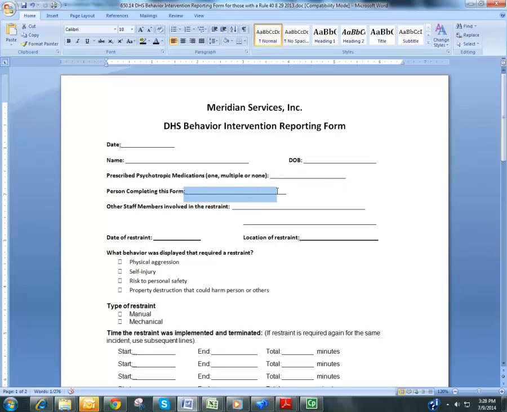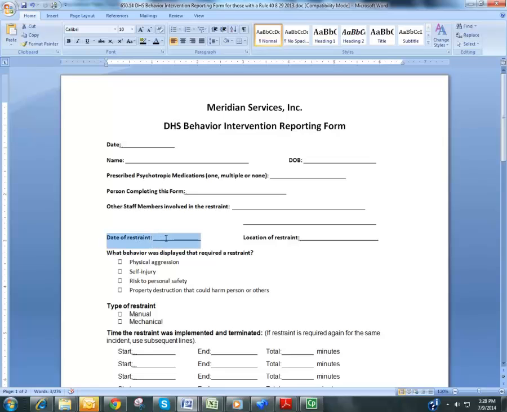This is the space where you will put your name, because you are the person filling it out. We want to know that name. And it's also very important that we include the names of all the other people who were involved in the restraint. So if they were involved in some way or form in terms of helping to restrain, and of course that can only be staff, make sure you put the names down for that.